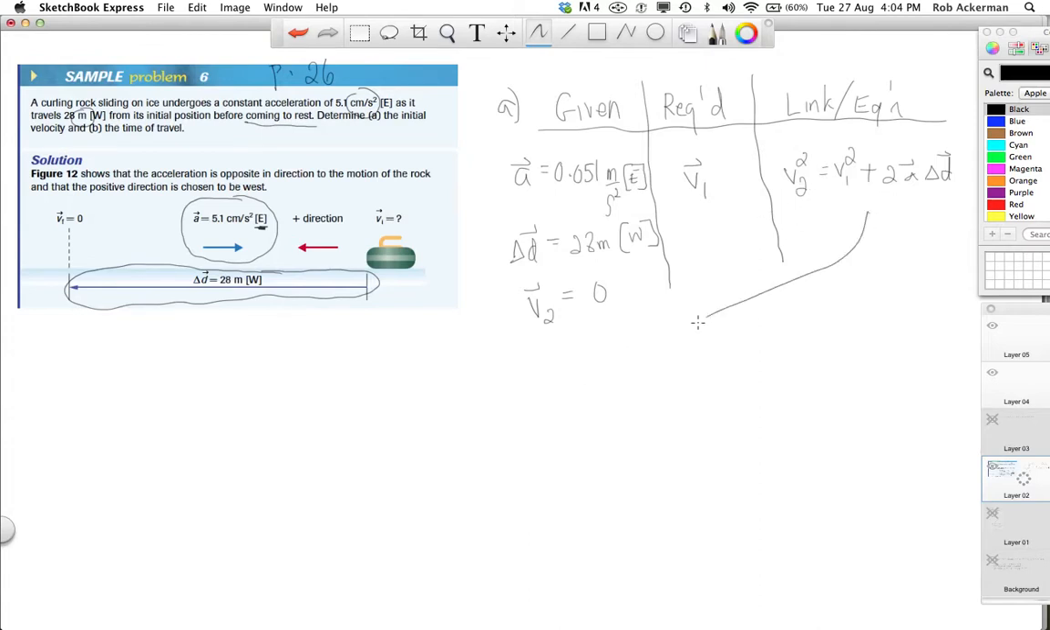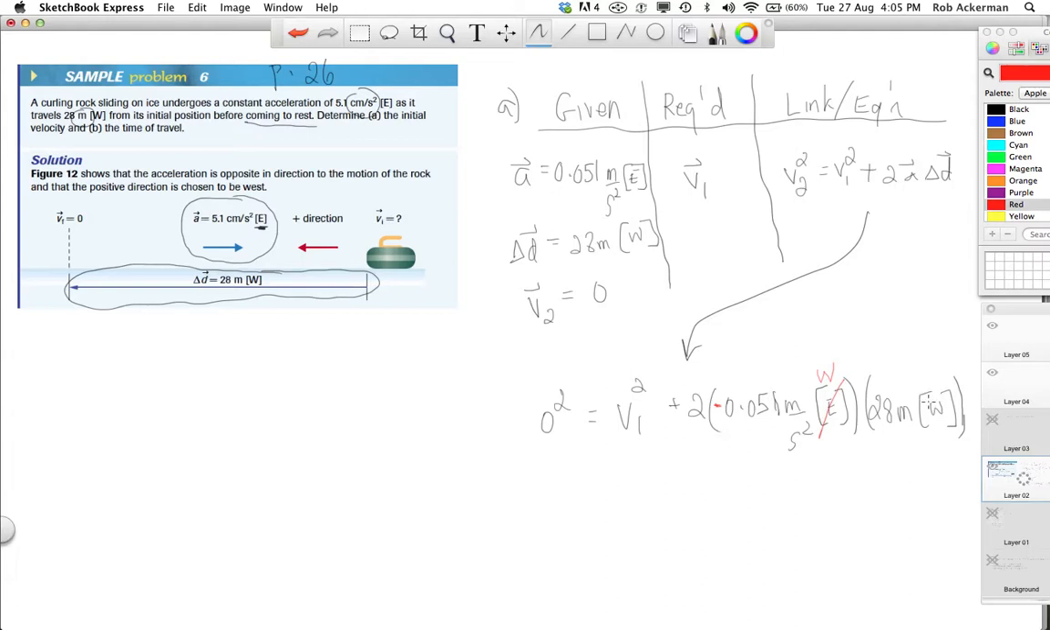So V2 squared, 0 squared, equals V1 squared, the thing I'm looking for, plus 2, now a, 0.051 meters per second squared, and that's east, times delta d, which is 28 meters west. Now, let's stop for a second. You can't mix an east and a west in these equations. You have to use one or the other. Now, luckily, an east is the same as a negative west, so I can call that W as long as I put in a negative in there.